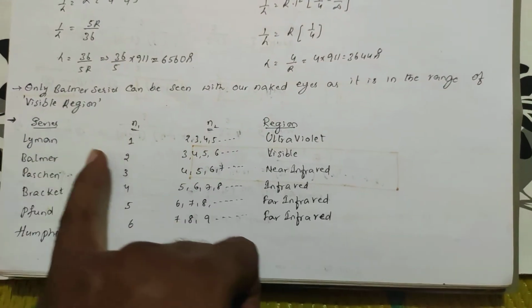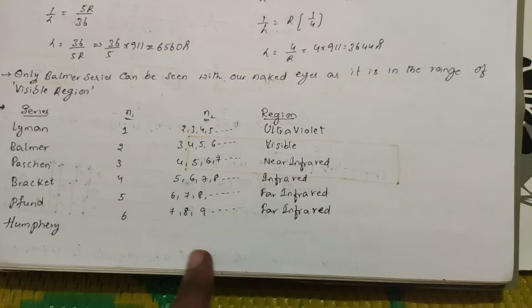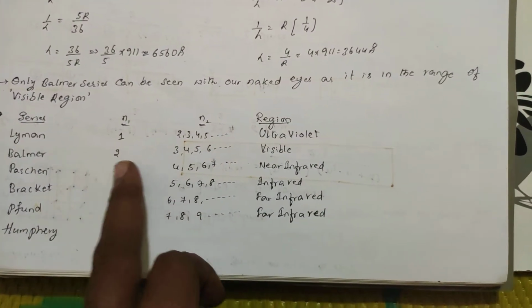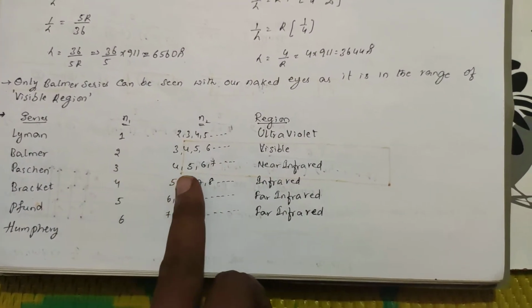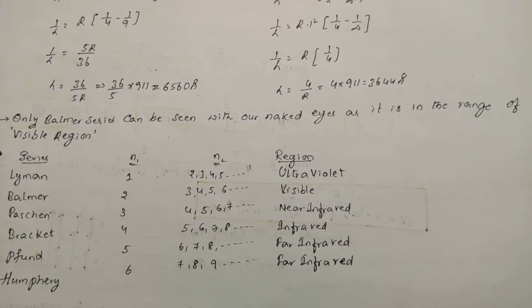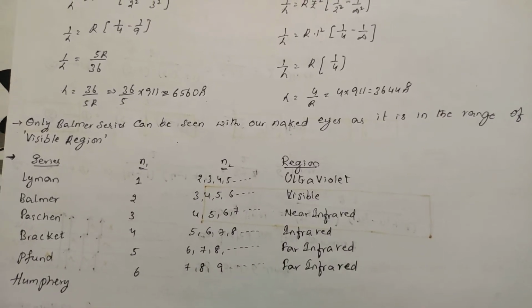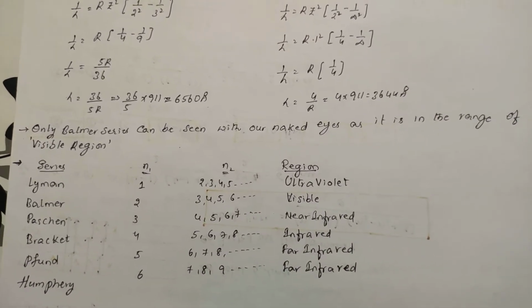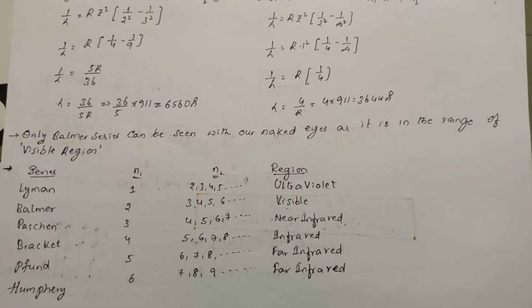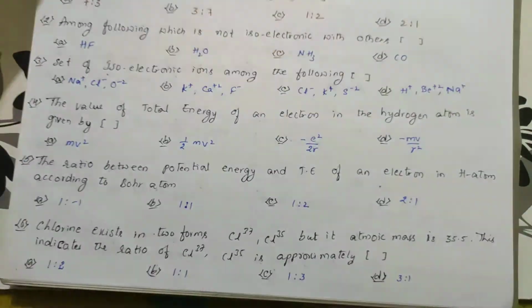So n2 value for the Lyman series can be 2, 3, 4, 5. From first to first orbit, it can't happen. For the second, it is 3, 4, 5, 6, and for the third, it is 4, 5, 6, 7. And in which regions are they appearing? Lyman appears in ultraviolet, Balmer in visible, Paschen in near infrared, Brackett in infrared, Pfund in far infrared, and the Humphreys series also in the far infrared region. Right students, these are the things.